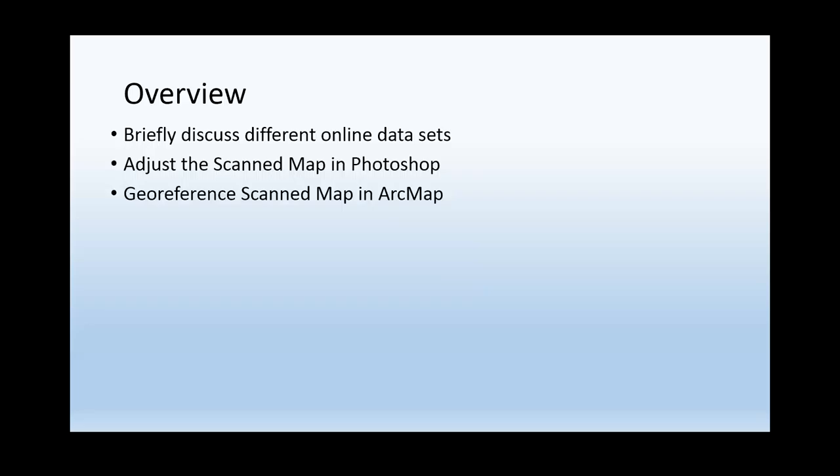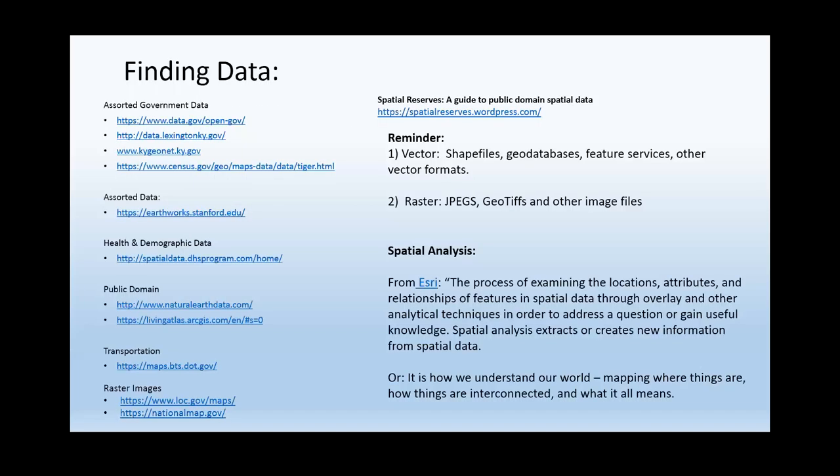So just to begin, there are countless websites that give you different types of GIS data, a lot of different government websites, a lot of different university websites, a lot of different NGOs. There's different public domain websites. So you can always do some crafty Google searches and see if you can find anything. It's important to remember that the two main file formats for data are a vector and then a raster file. So depending on what you look for, you'll end up at different websites.